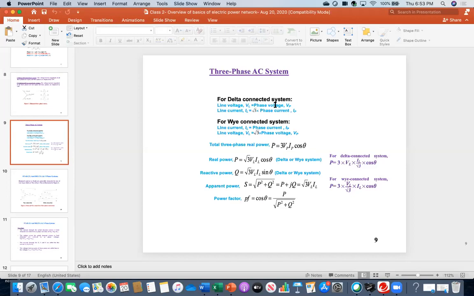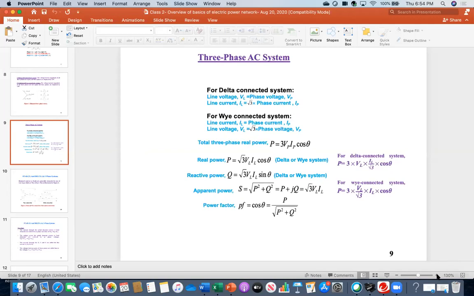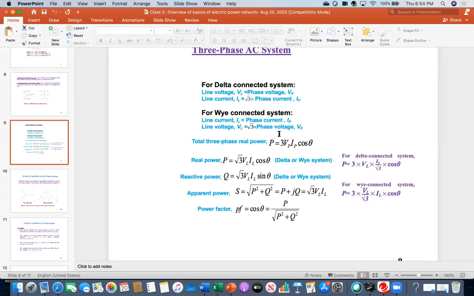So again, the first two are just the recap of what we already told. For delta connected system, line voltage VL equals phase voltage VP, line current IL equals √3 times the phase current IP. Okay, it was a little bit small. Now I think you can see better. For Y connected system, line current IL equals phase current, line voltage VL equals √3 times phase voltage.